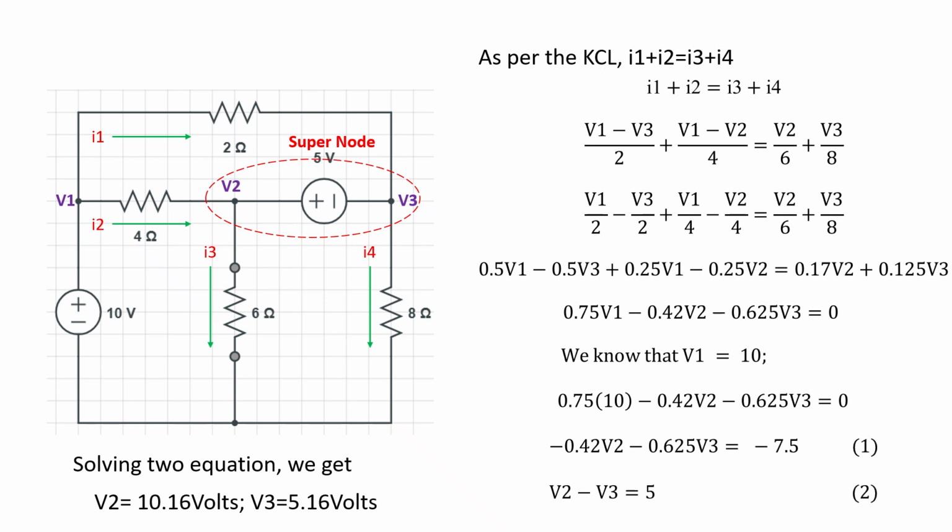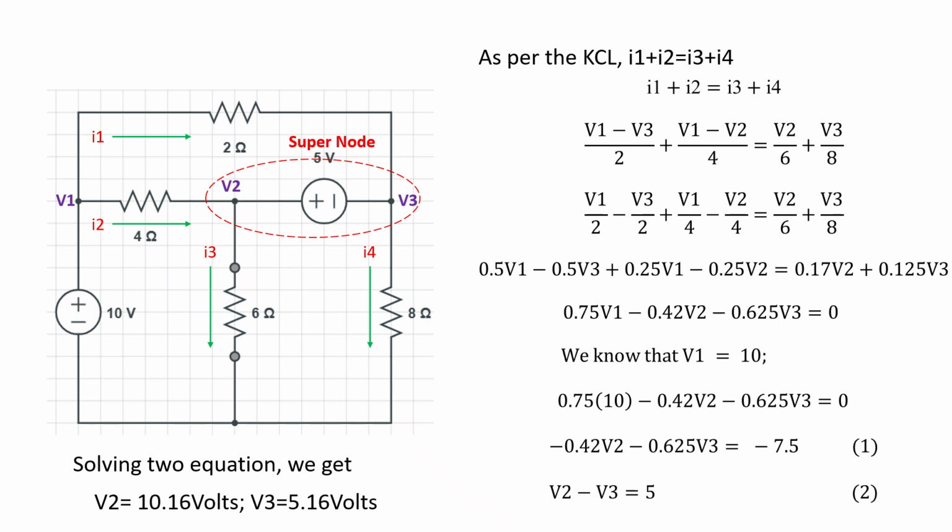I1 is nothing but V1 minus V3 by 2. Similarly, I2 is nothing but V1 minus V2 by 4. This is the current flowing through the 4 ohm and 2 ohm. Similarly, I3 current is V2 by 6 and I4 is nothing but V3 by 8. Once again expand the equation, then simplify the equation. We'll get 0.75 V1 minus 0.42 V2 minus 0.625 V3 equal to 0.